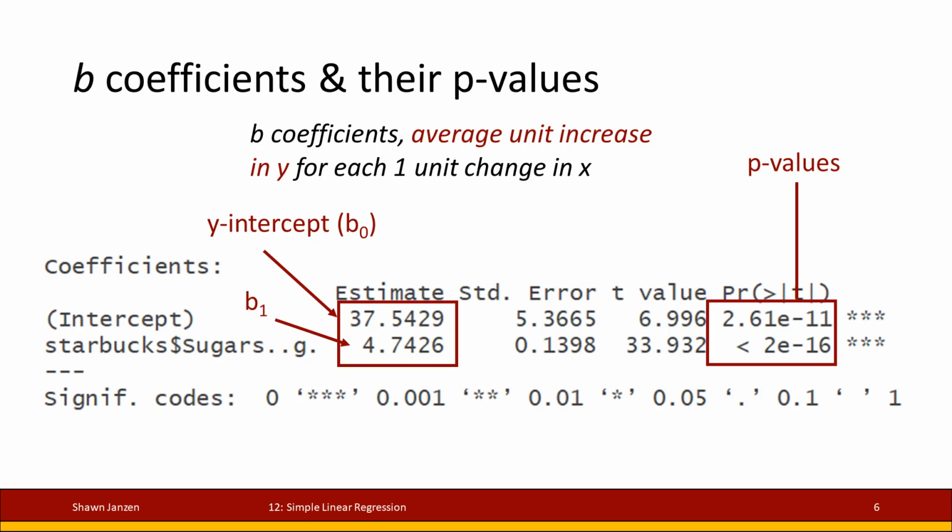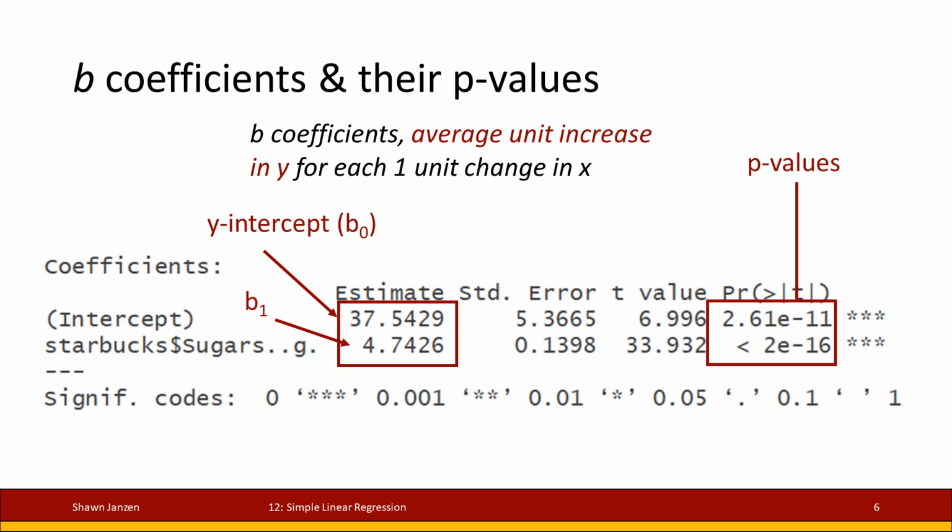In this case, this example is looking at the number of calories in a Starbucks drink based on how much sugar it has. So we would say that for every additional gram of sugar, we would see an average increase of 4.7 calories in a Starbucks drink, and that's a rounded value. And with the y-intercept, the B0, that's saying when we have no value on the independent variable at all. So when there are 0 grams of sugar, we would expect to find an average of 37.5 calories in a Starbucks drink.